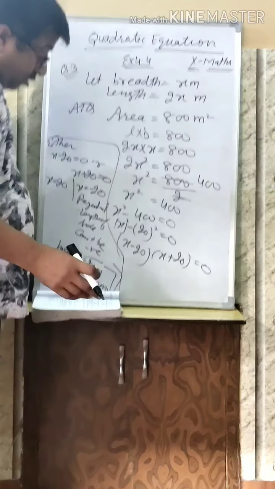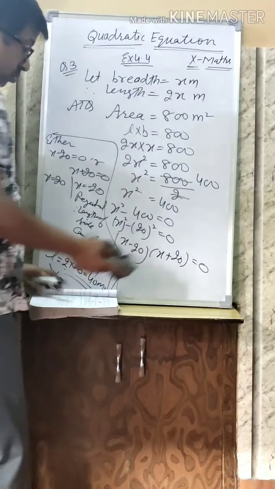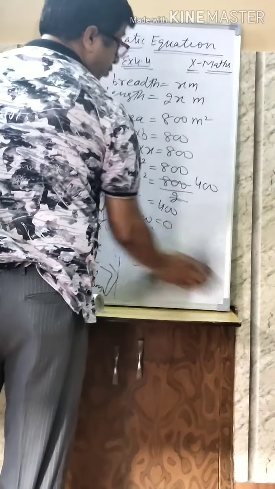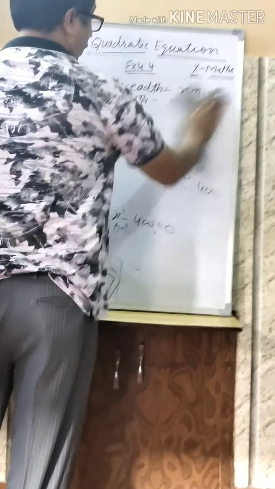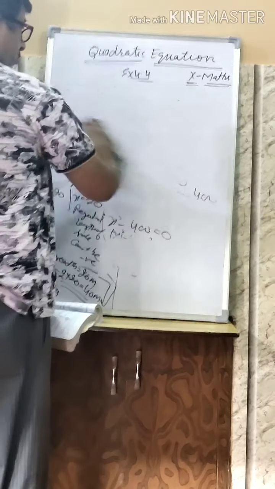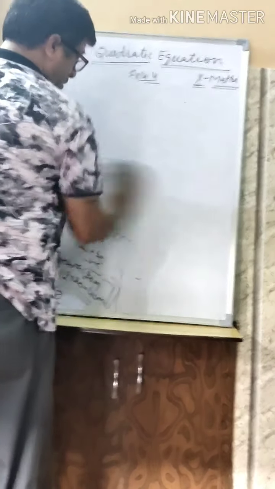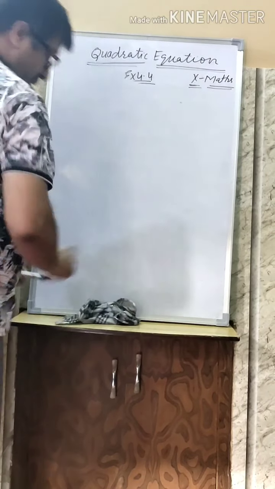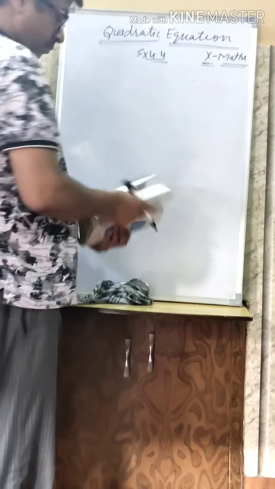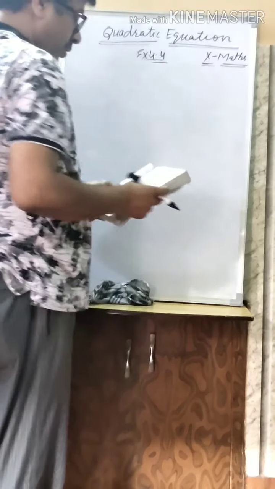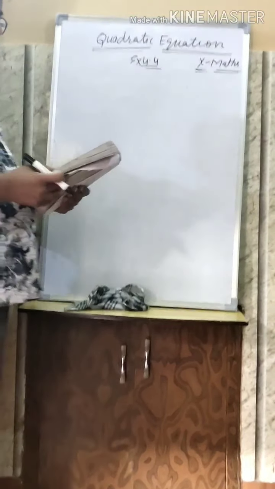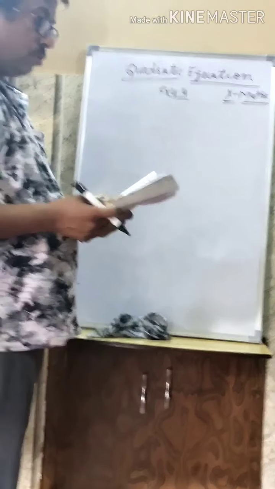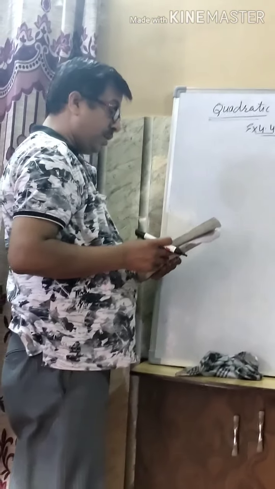Next question, you read this. Fourth question, you see. What is the fourth question? You read from your book. Fourth question is: is the following situation possible? If so, determine their ages.